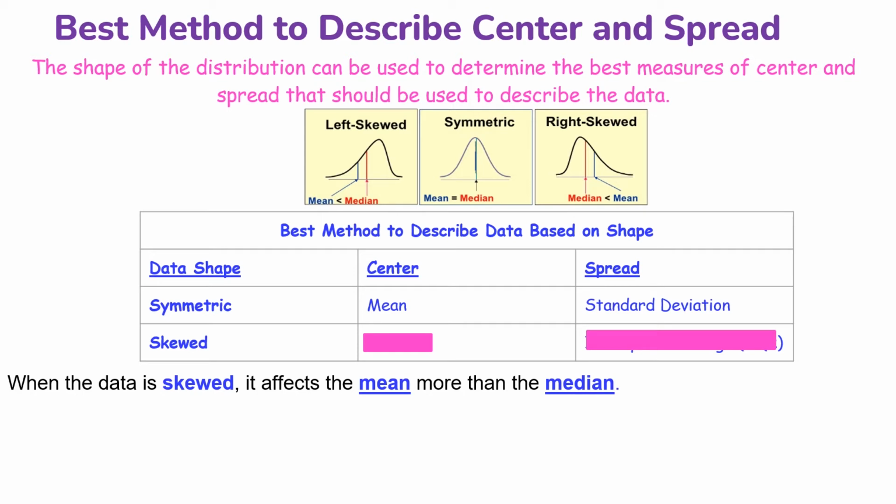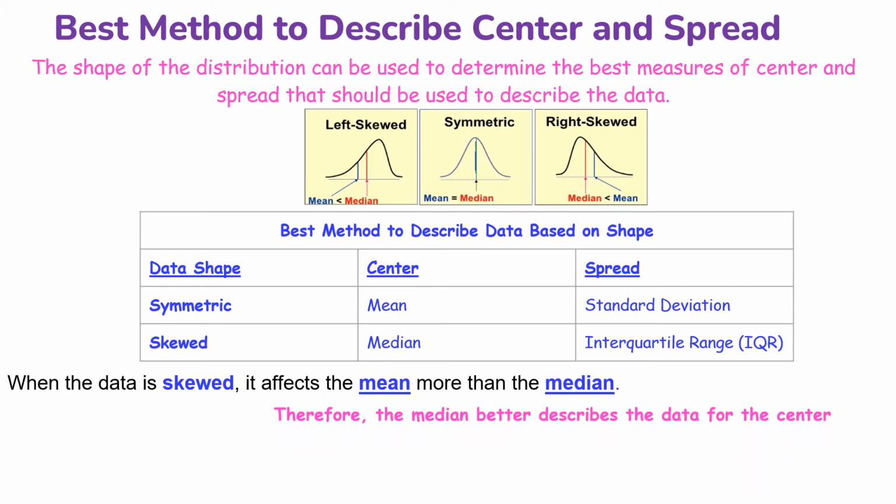When the graph is skewed left or right, and we're looking at the center, the median best describes that data, and if we're looking at the spread, we're looking at the interquartile range. Also, when the data is skewed, it affects the mean more so than the median. Therefore, the median is a better description for the center, and that's kind of a review from what I just mentioned. And the interquartile range is better as the corresponding measure of spread.